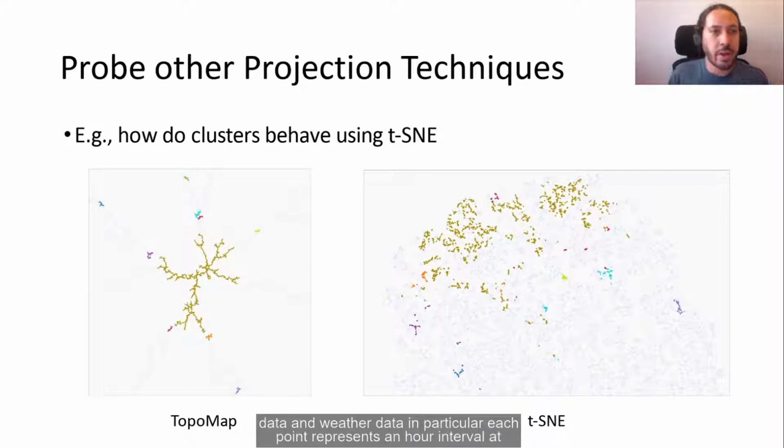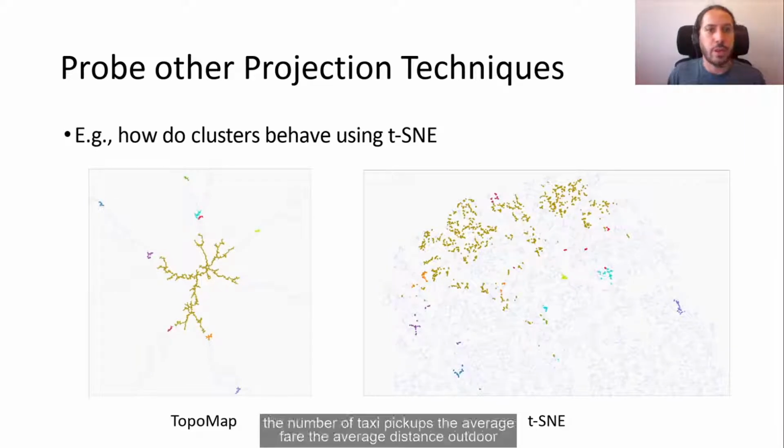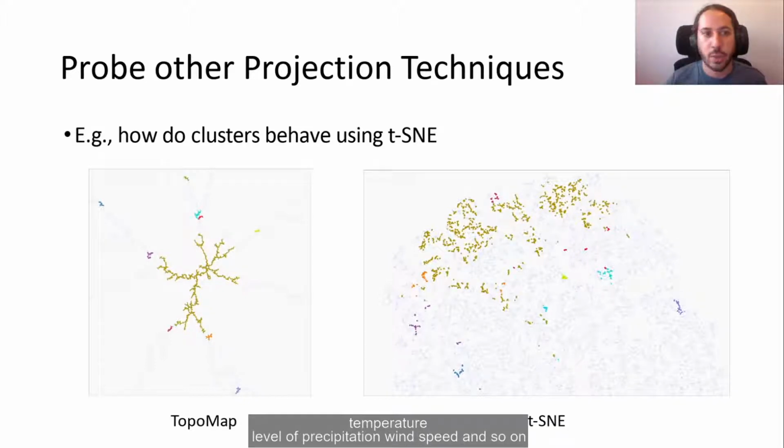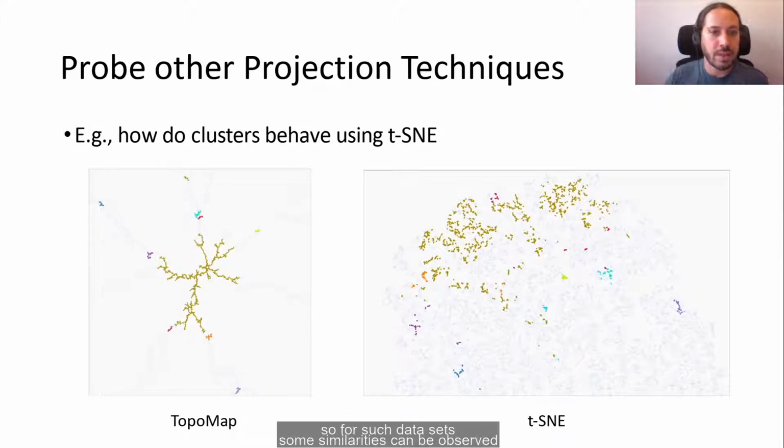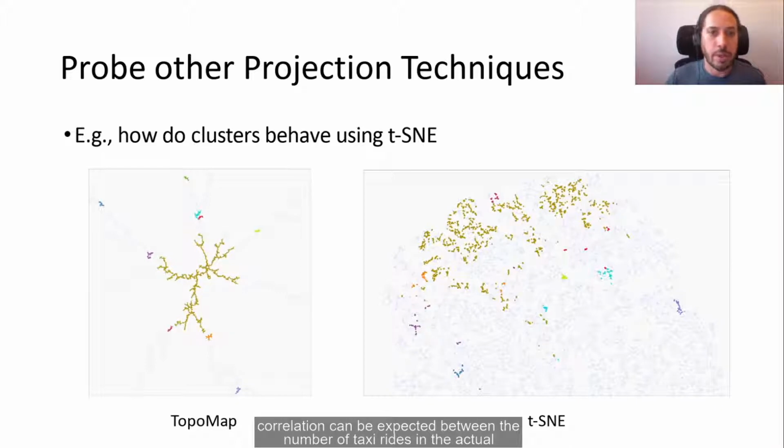data and weather data. And in particular, each point represents an hour interval at Times Square, living in multiple dimensions, including the number of taxi pickups, the average fare, the average distance, outdoor temperature, level of precipitation, wind speed, and so on. So for such data sets, some similarities can be observed between points taken in the same hour but on different days, and some correlation can be expected between the number of taxi rides and the actual weather.